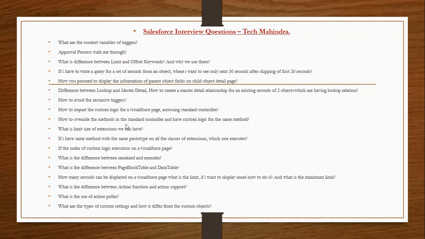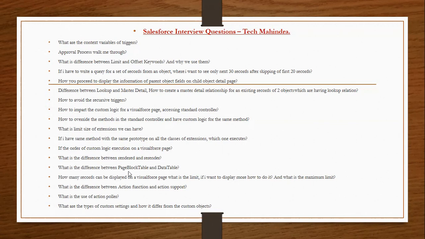How to override the methods in the standard controller and have custom logic for some methods? Next, what is the limit on the size of extensions we cannot have? Next, if I have some methods with the same prototype in all the classes of the extensions, which one will execute? What is the order of the custom logic execution on the Visualforce page? Next, what is the difference between render and rerender?